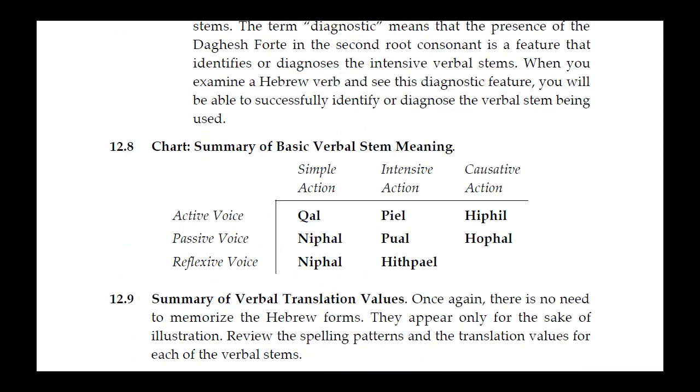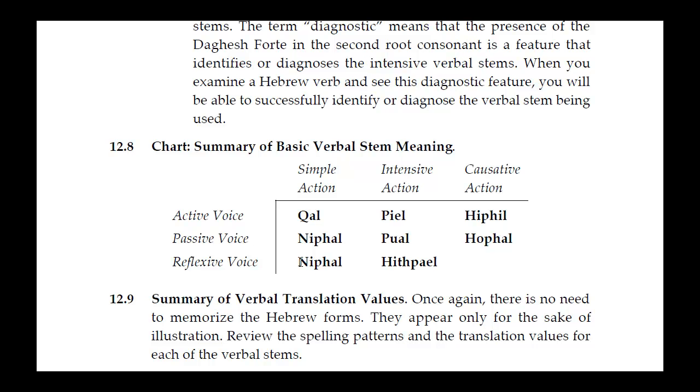And we're going to give a little chart here of the stems. Basically what we have here is, first, the qal stem, which is basically the simple action. It has simple action and active voice. Then the next one is the nifal, which is also simple, but it has a passive voice or a reflexive voice.